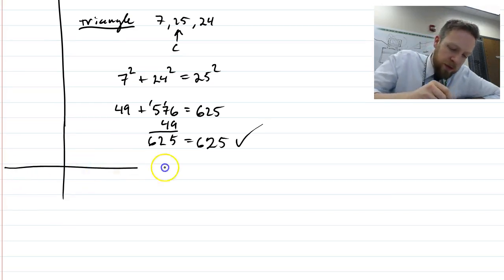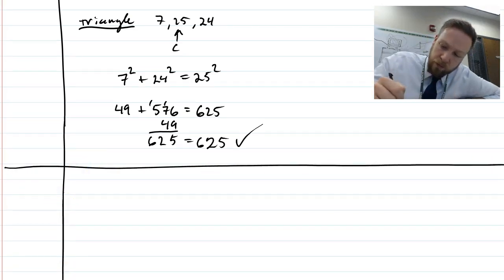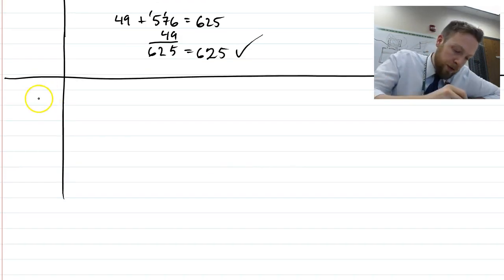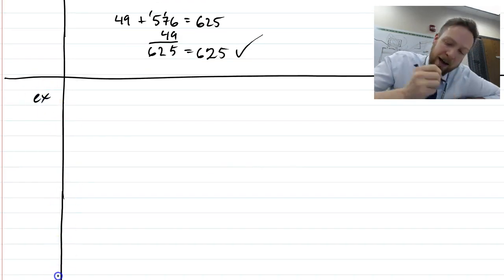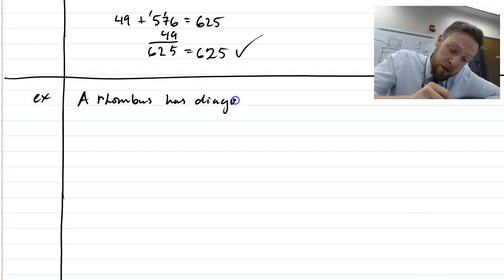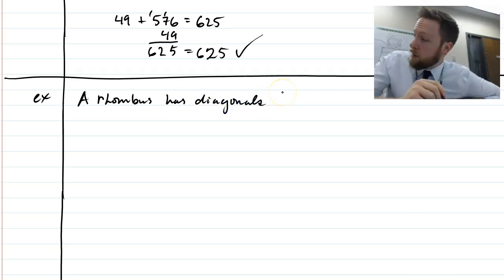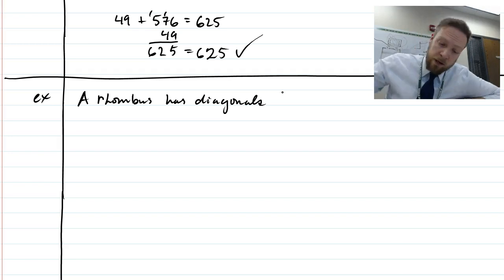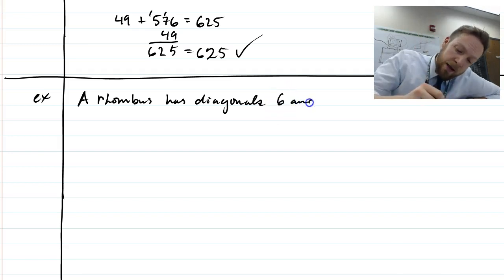Okay, so I wanted to show you two more examples. For example, this is the way they would hide a right triangle. A rhombus has diagonals, and I want to do diagonals 6 and 8. The question is, what is the perimeter?